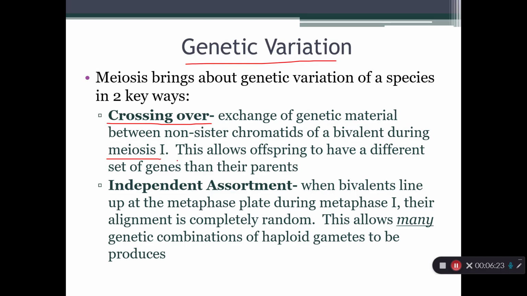Crossing over happens during meiosis 1. Specifically, it happens during prophase 1 of meiosis 1. This allows the offspring to have a different set of genes. Okay, and then those chromosomes sort independently.